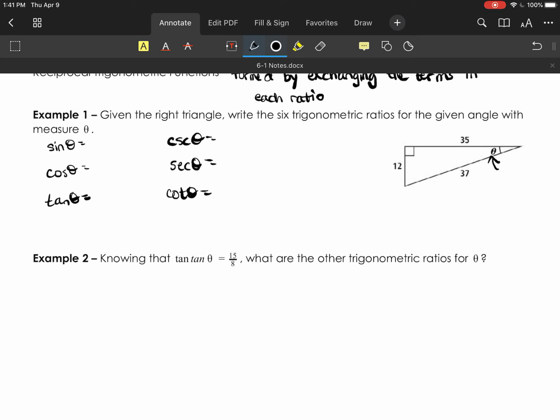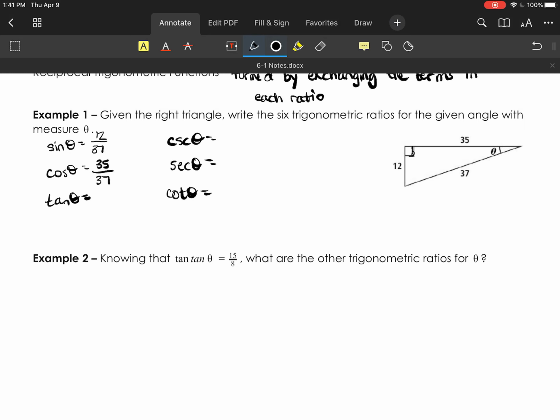So, starting with my sine is the opposite over the hypotenuse. So locate your right angle. Here's your right angle. So you have your hypotenuse is here. Opposite would be across the triangle from theta, so that would be 12. So my opposite is 12 over my hypotenuse, which is 37. Then, let me erase these. Then your cosine is your adjacent over your hypotenuse. Okay, adjacent is right next to theta. Hypotenuse is the long side. So I have 35 over 37.